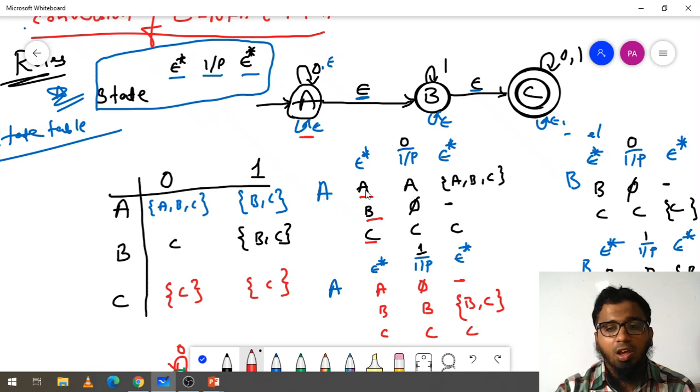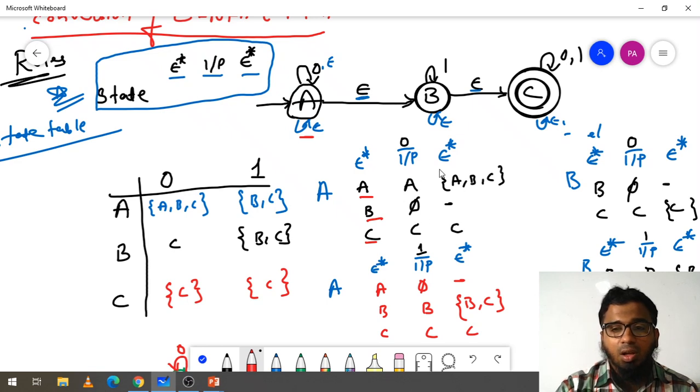Next, A on 0, what is the output? A on 0, we are getting A only. Next, B on 0, we don't have 0, so because of that phi. C on 0 is going to C only. Okay, so we completed the input.